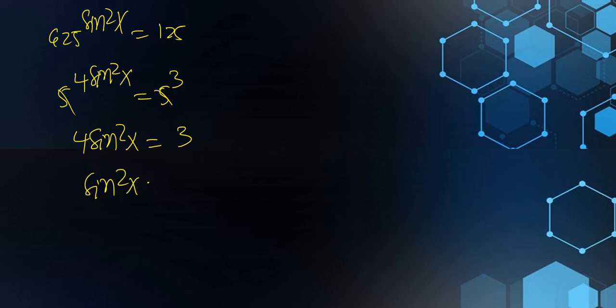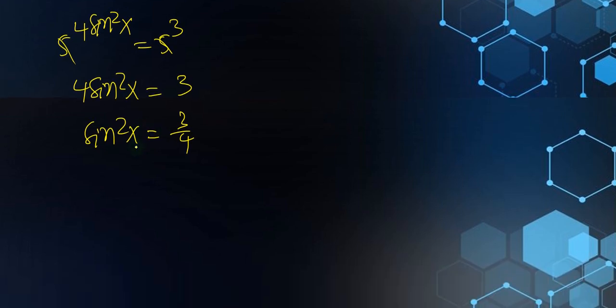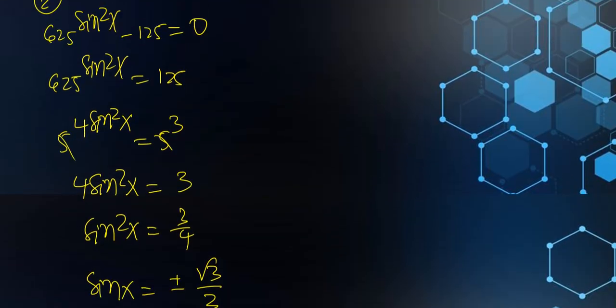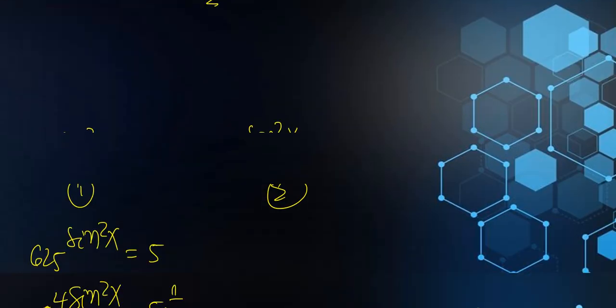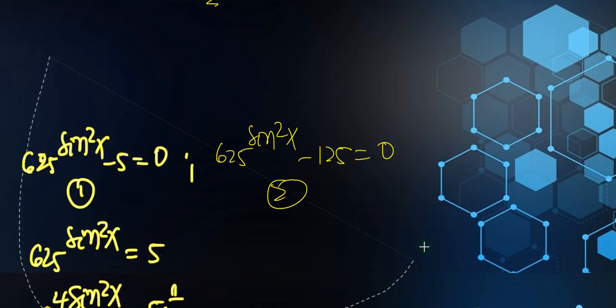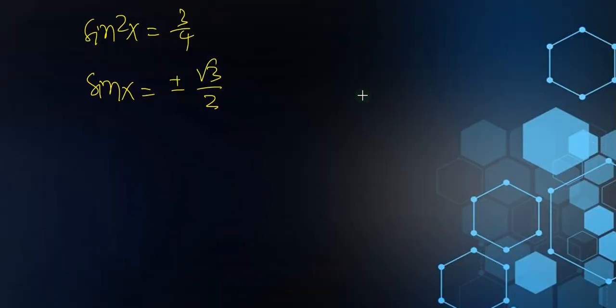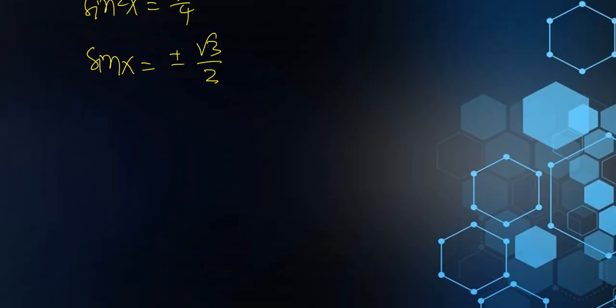So sine square x is equal to 3 over 4. And when we take the square root on both sides, we have sine x equals plus or minus square root of 3 divided by 2. And from here, we're going to have two possible solutions, okay? So I think I'm going to need some more space. In next videos, I'm going to plan myself to have more space.